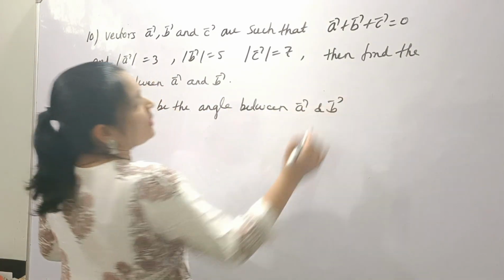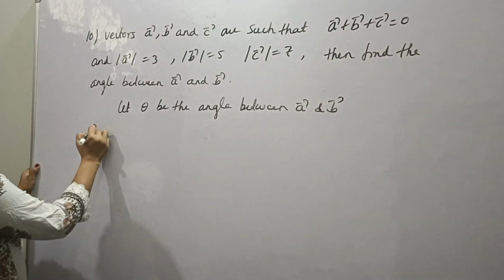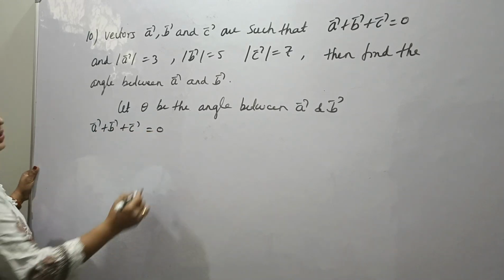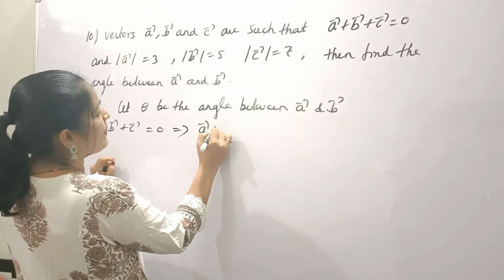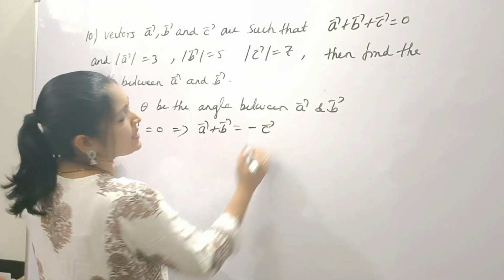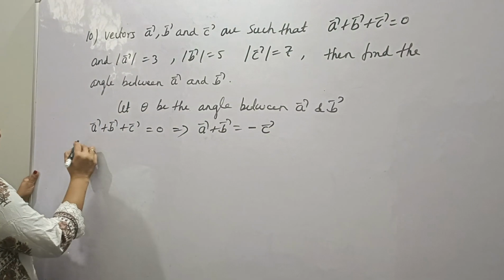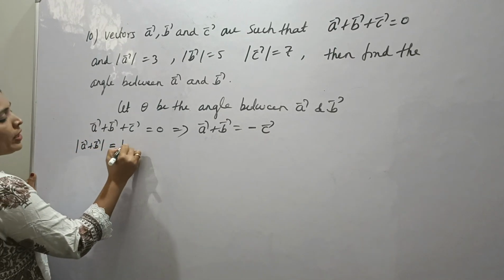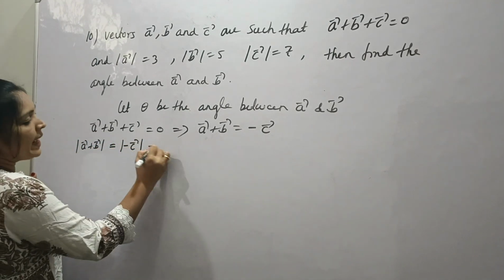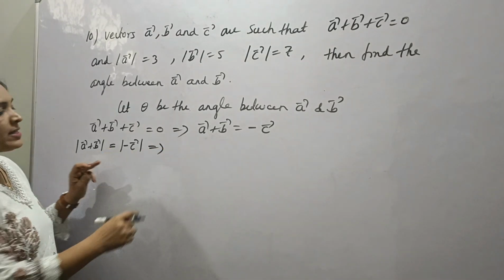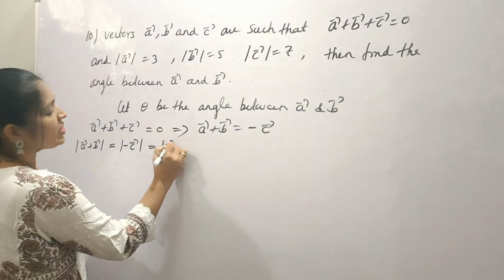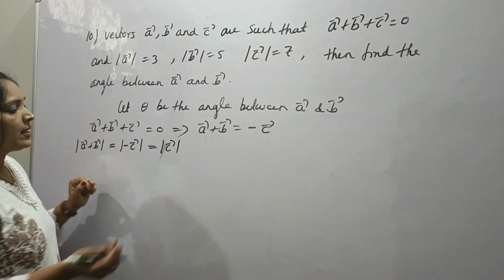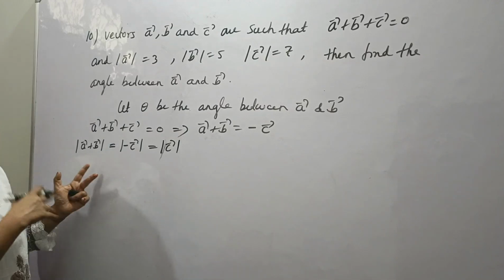Okay. And the given condition is vector A plus vector B plus vector C is equal to 0. That implies vector A plus vector B is equal to minus vector C. Right? Take modulus on both sides. So, modulus of vector A plus vector B is equal to modulus of minus vector C. That implies modulus of minus vector C is equal to modulus of vector C. Right? Their magnitudes are same. Modulus means it is always positive.